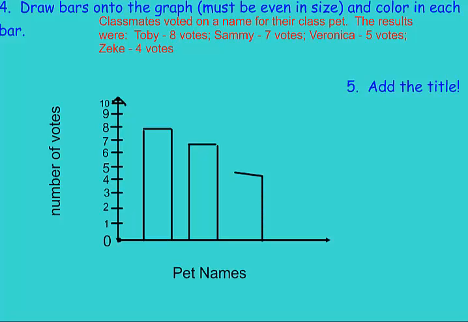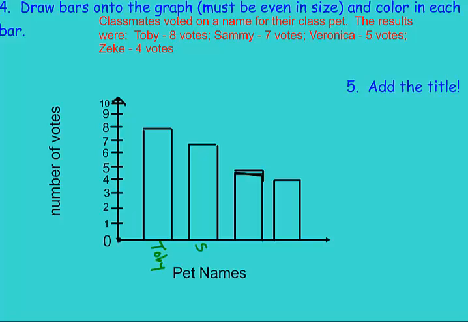Whoops. We'll fix that in just a minute. A little bit taller than that. That should be about 5. There we go. And last we have Zeke with 4 votes. Notice the bars are pretty equal in size, the width of them. With graph paper, it's much easier.